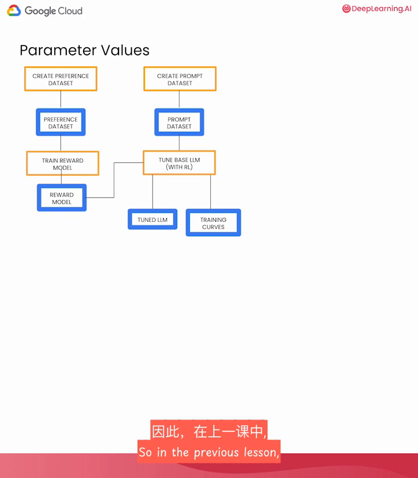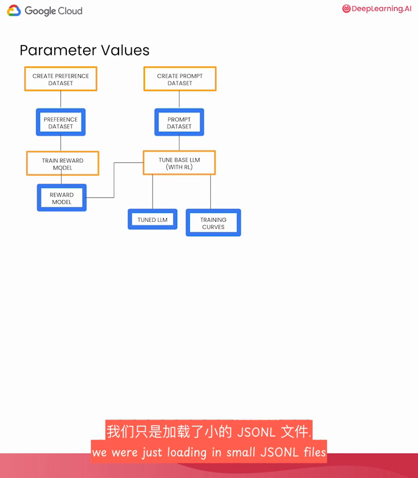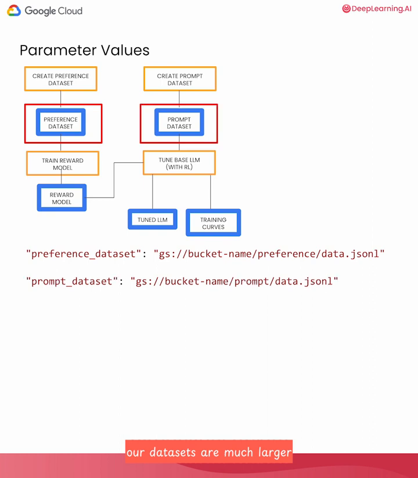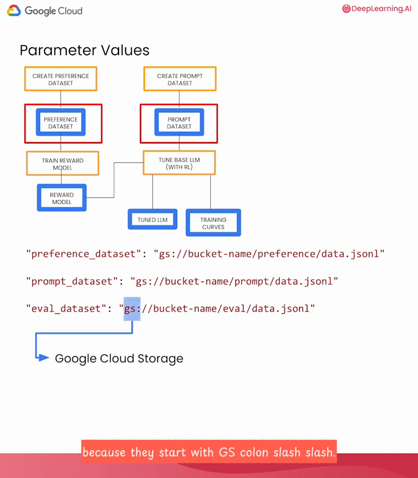So in the previous lesson, when we took a look at these different datasets, we were just loading in small JSONL files directly into memory. But for this actual pipeline, our datasets are much larger and they need to exist somewhere called Google Cloud Storage. Cloud Storage is Google Cloud's object storage. That means that you can store images, CSV files, text files, save model artifacts, JSONL files, just about anything. And you'll notice that these are Google Cloud Storage paths because they start with gs://. So anytime you see that, that means that this is a path to an object stored in Google Cloud Storage.